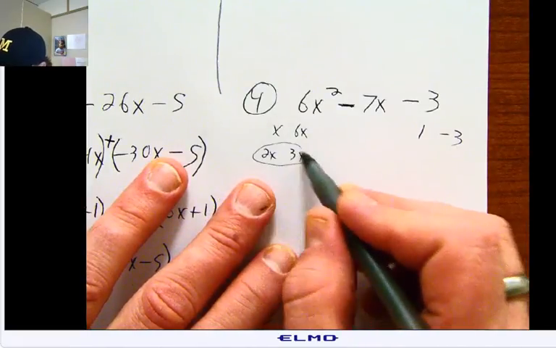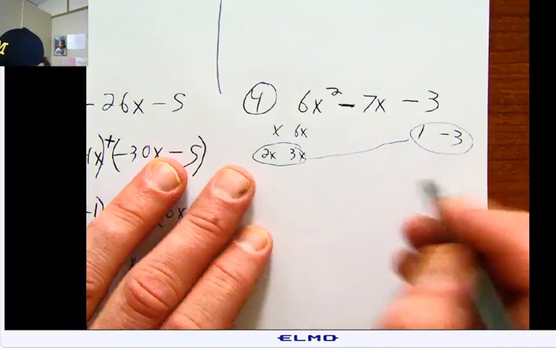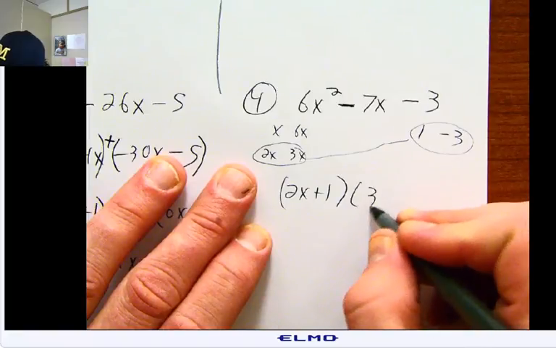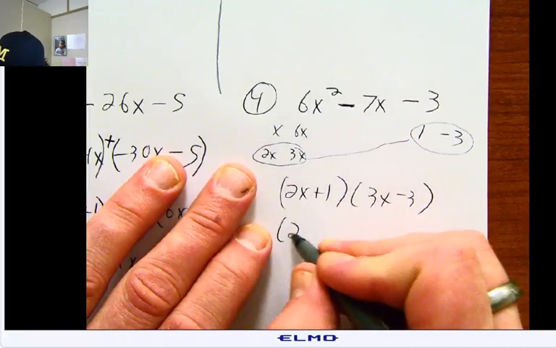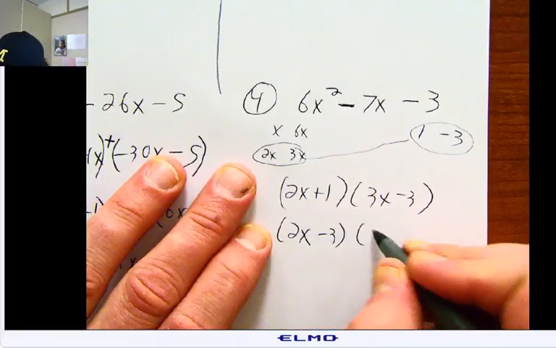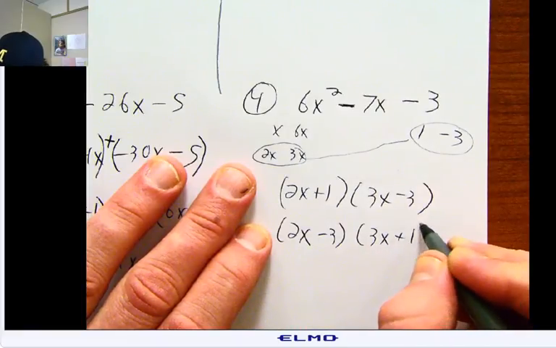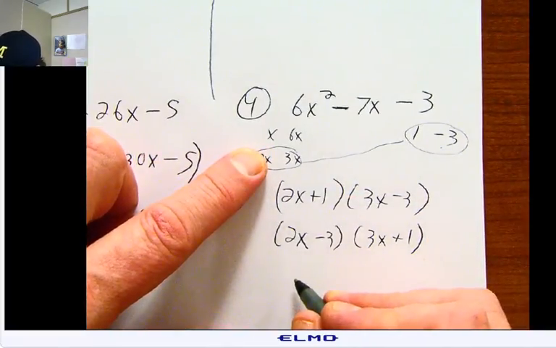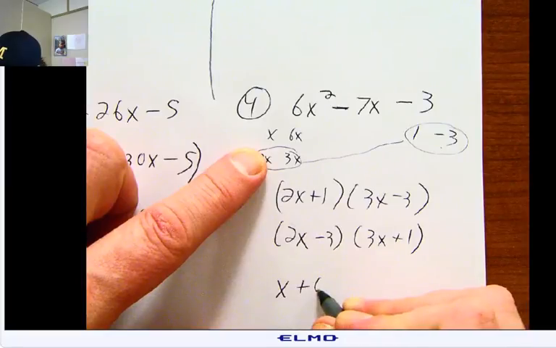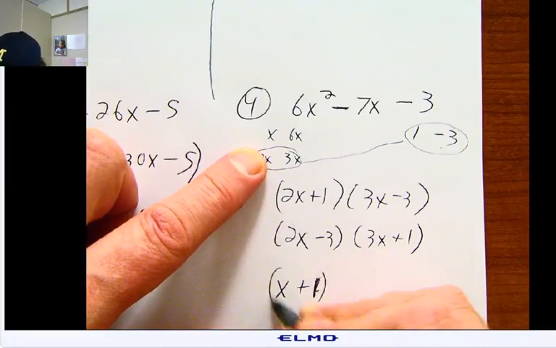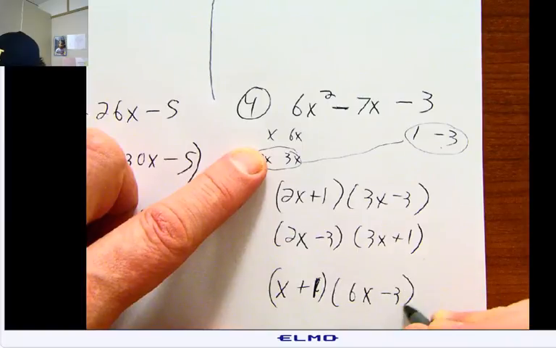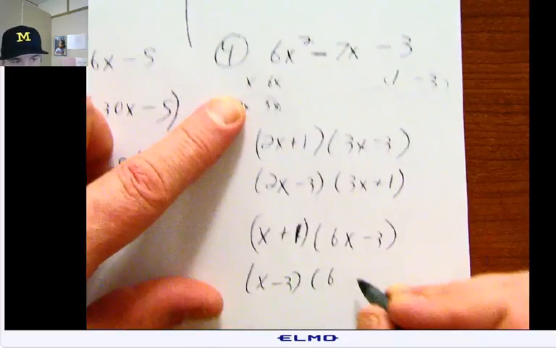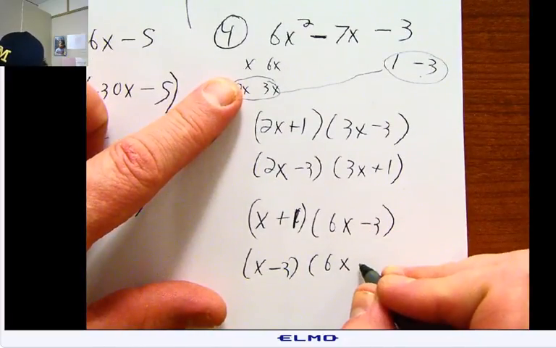As I reminded you yesterday, I would pick the numbers that are closest to each other first. So I could have 2x plus 1 and 3x minus 3, or I could have 2x minus 3 and 3x plus 1. Or it could be the x and the 6x with the 1 and the negative 3. So it would be x plus 1 and 6x minus 3, or it could be x minus 3 and, oops, running out of space, 6x plus 1.